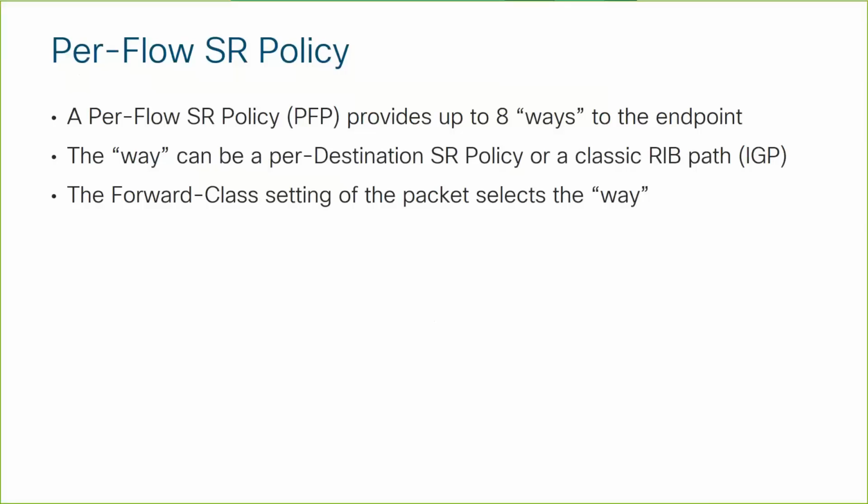The solution introduces the so-called per-flow SR policy, or PFP. A PFP could provide up to 8 different ways to reach an egress network node in the network. Each way can be realized by an SR policy that enforces a path across the network based on its segment list, or by simply following the shortest path. Lastly, the locally assigned packet's forward class value determines what way will be used.